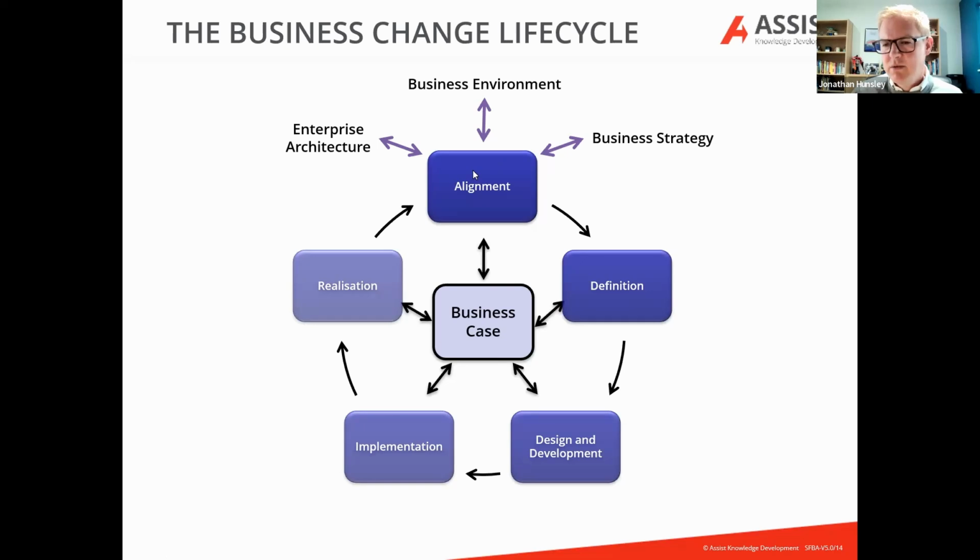So the alignment phase is a really key phase. From that phase, you would develop a draft business case. So this would be a draft view of the costs, the benefits, the impacts and the risks of each of the available options. And one of the options that would always be considered would be the do nothing option. It's a viable option and it is needed in order to baseline all of the comparisons for other options.